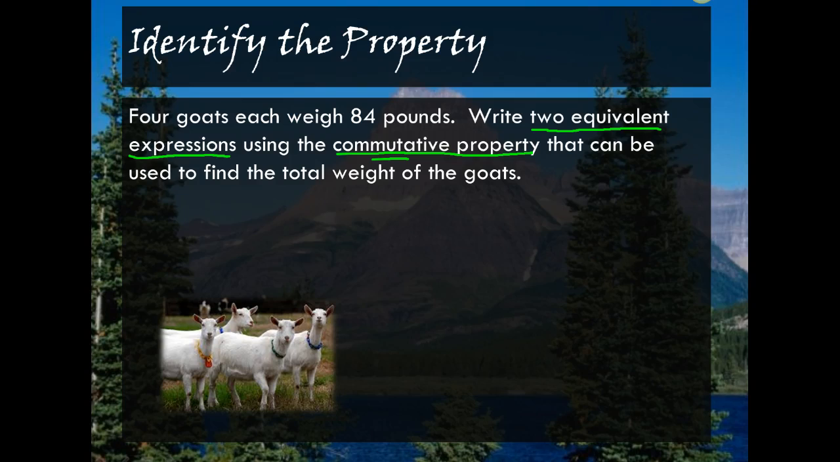In order to find the total weight of the goats, we will need to multiply the number of goats times the weight. One way we could write this is 4 times 84. A second way we could write it is 84 times 4. They are equivalent, and this is an application of the commutative property. Either one of these is going to show us that the goats weigh 336 pounds altogether.